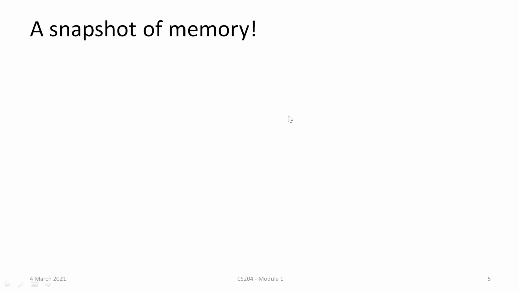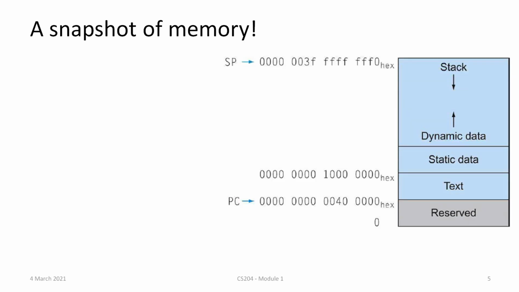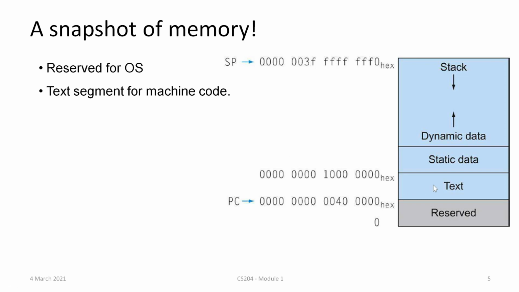With this, a quick snapshot of the overall memory, how it looks with respect to the program. The very first few locations are reserved for the OS or the kernel. Following that, we have the text segment for the machine code of the program. It means that this is where all the instructions of this program are available. All the instructions we place below the .text assembler directive in Venus will be placed in this text segment.